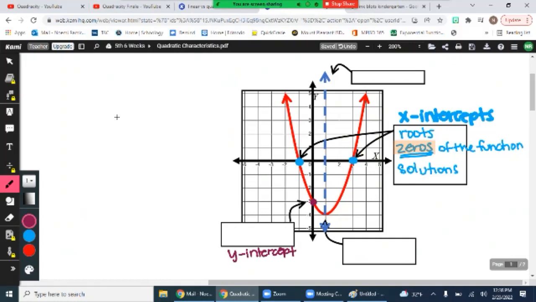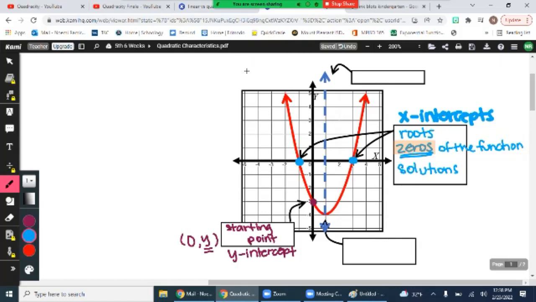Rate of change. Rate of change is slope. B is only linear. They don't use B for quadratic functions. Starting point. Starting point. Now, if I told you to identify this ordered pair, what would you give me? What is the ordered pair for this point? 0, -3. So any y-intercept gives you 0 first and then your y value.